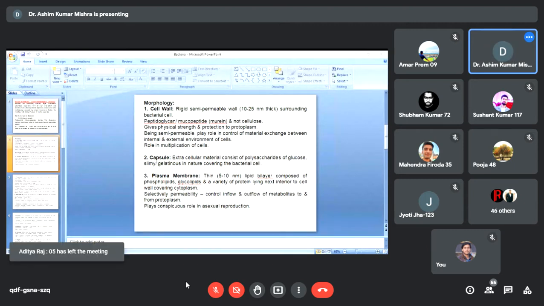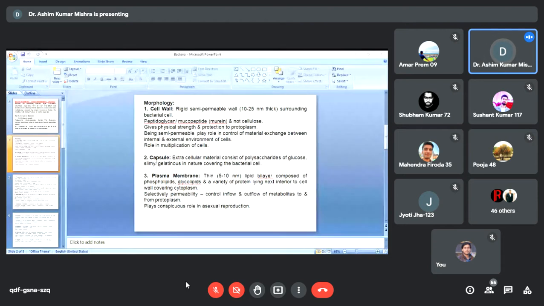Then the plasma membrane, it is thin, 5 to 10 nanometer thickness. It is a lipid bilayer composed of phospholipids, glycolipids, and a variety of proteins lying next, interior to the cell wall, at the cytoplasm. Below the cytoplasm, a variety of proteins are lying. Then it is also selectively permeable, and it controls inflow as well as outflow of metabolites to and from the protoplasm.